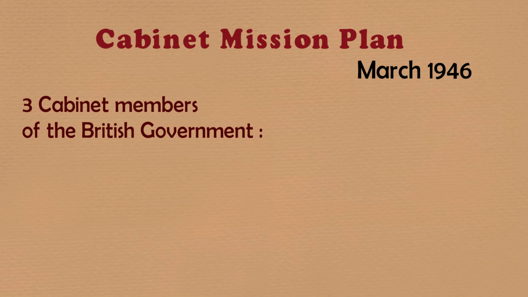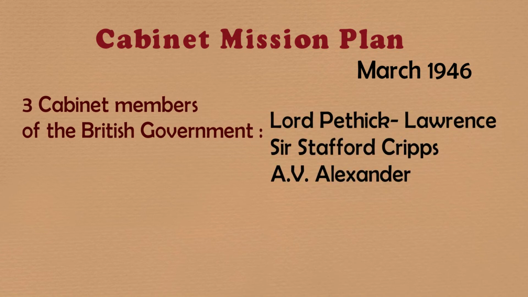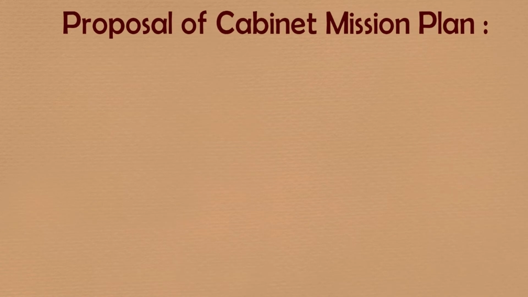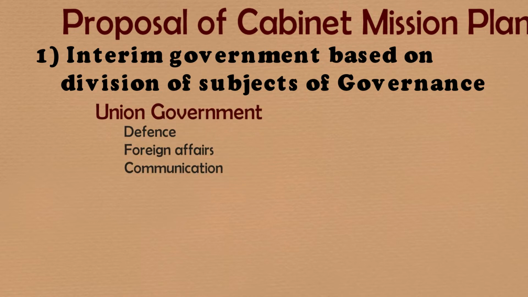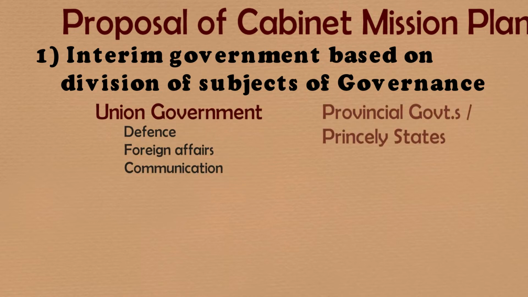The mission included 3 cabinet members of the British government, Lord Pethick Lawrence, Sir Stafford Cripps, and A.V. Alexander. Let's see the cabinet mission plan in detail. The cabinet mission proposed forming an interim government based on division of subjects of governance, with the Union government having control over defense, foreign affairs, and communication, and the rest of the subjects with the provincial governments and prince districts.